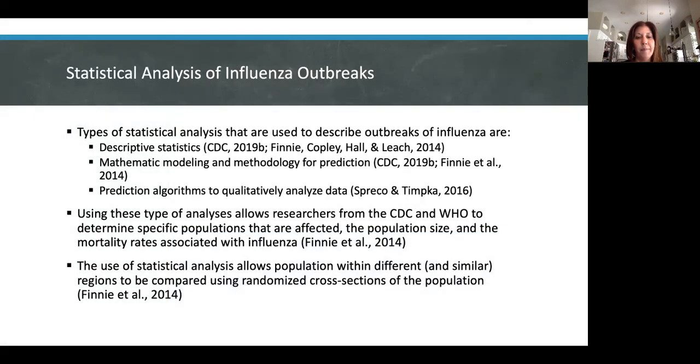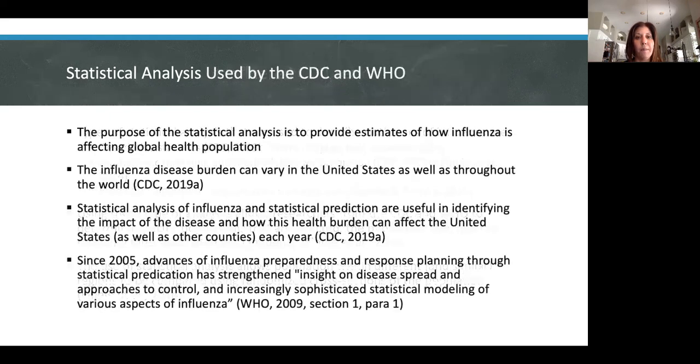And then, how will we look at this statistically? I talked to you about the pre and post. Those are descriptive statistics, mathematic modeling, and methodology for prediction of the future, and prediction algos will qualitatively analyze the data. Utilizing these analyses, researchers from the CDC and the World Health Organization can look at big data, that's what they're doing: population size, how it affected mortality rates, and then use statistical analysis to follow a population within regions. The purpose of this statistical analysis is to provide estimates on how influenza has affected the global health population, and it is useful in identifying the impact of the disease burden.